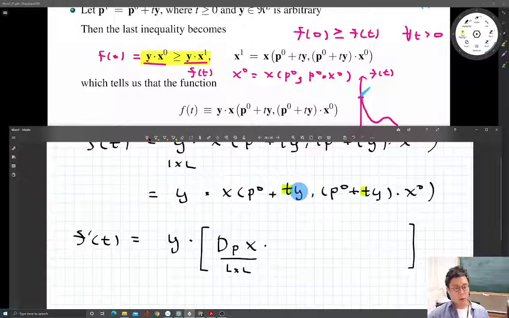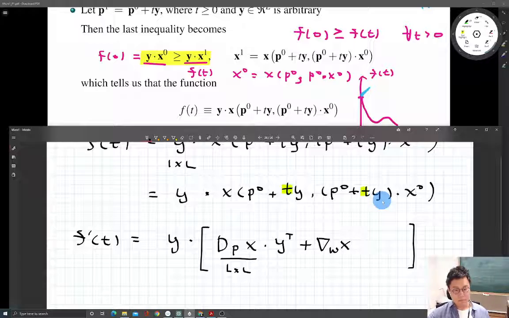Right? So we take the transpose on this y. So y becomes y transpose. Okay? And plus that considers just the price effect. Now we have to consider the wealth effect, because a change in t brings about the wealth effect as well. So that's going to be the gradient vector of x with respect to w.